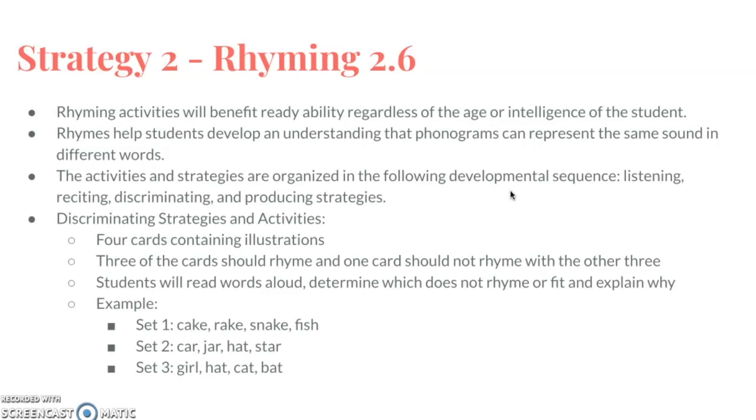For an example of this, the first set would be cake, rake, snake, and fish. Obviously in this first set, fish would be the word that does not fit because it does not have the same rhyming sound as the other three. For the second set, we could use car, jar, hat, and star. Again, hat does not fit in because it does not rhyme with the rest. For the third set, we could use girl, hat, cat, and bat. In this third set, girl would be the odd word out.